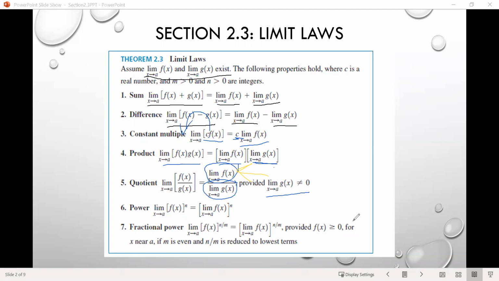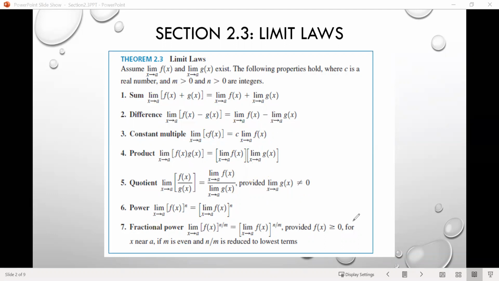Next we have our power law of limits, which tells us that if we have the limit of a function raised to a power, we can change that to be the limit, so find the limit first and then raise that to the power, which is a pretty nifty one. And then the last one is a fractional power. You can do this with fractional powers as long as the thing on the bottom of your fraction is even. Now that one's a little less common. We don't use that one as much, but that is an option.